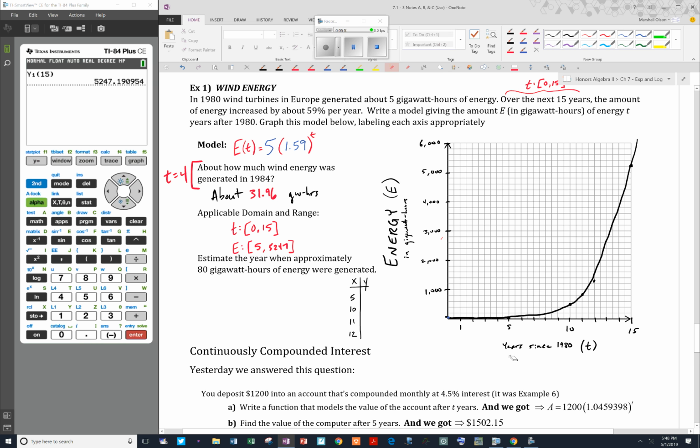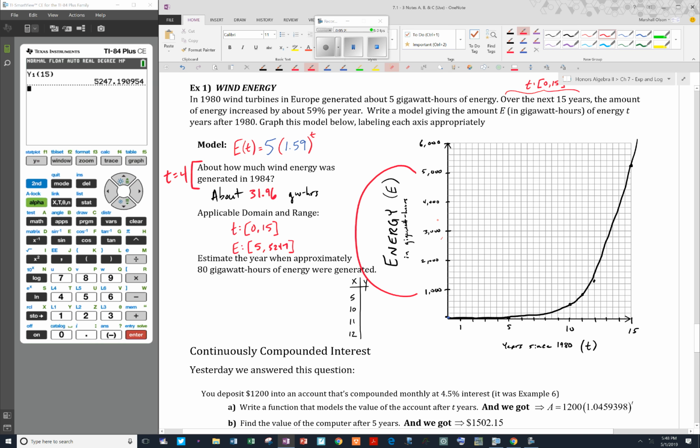And then we know that our y-axis has to go up to at least 5247. So since there were 30 lines, I decided 6,000 would be a good value to go up to on my graph. And I made every line then 200. Every 5 lines was 1,000. That got me up to that 6,000. Since 6,000 divided by 30 is 200, I went by 200s there.